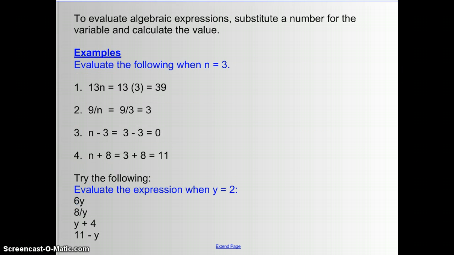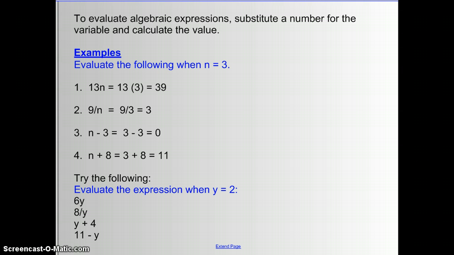To evaluate algebraic expressions, we actually substitute a number for the variable and then calculate the value of the expression. This will become clearer as we look at the examples. So here we're going to evaluate these expressions when n equals 3. In the first example we have 13n. So we substitute the value of 3 for n and multiply 13 times 3 to get 39. So the value of the expression is 39.